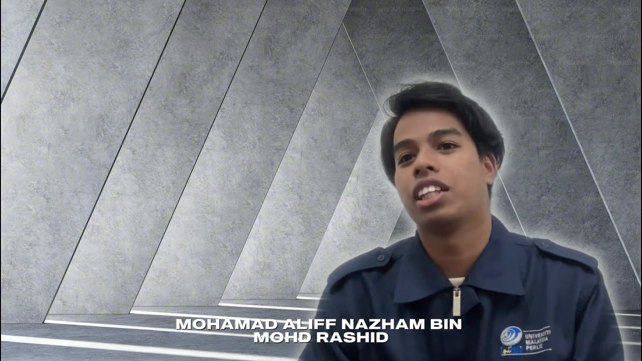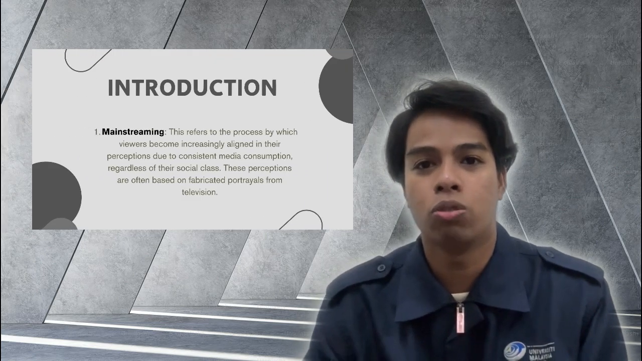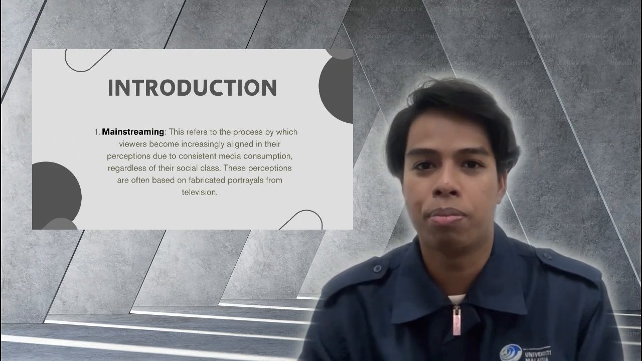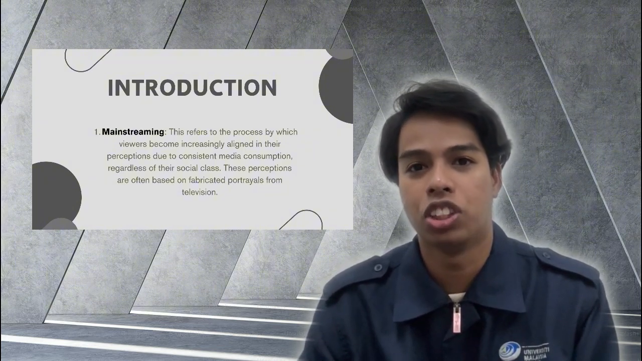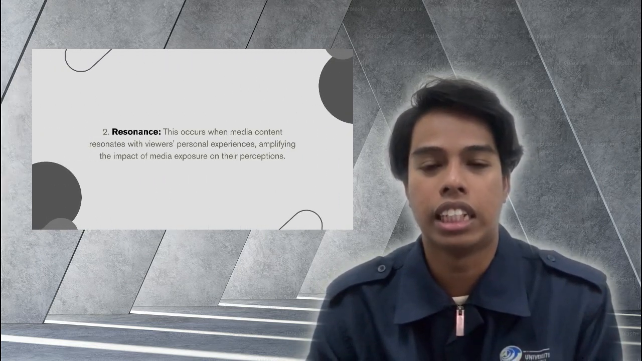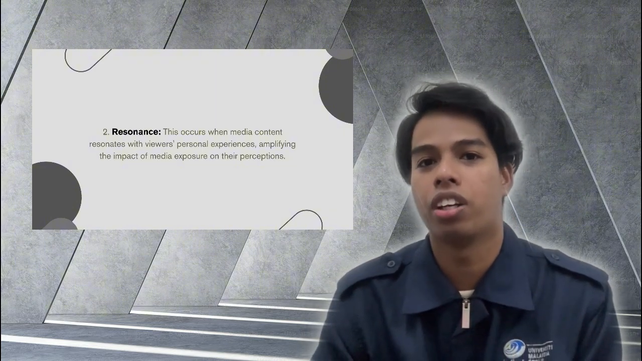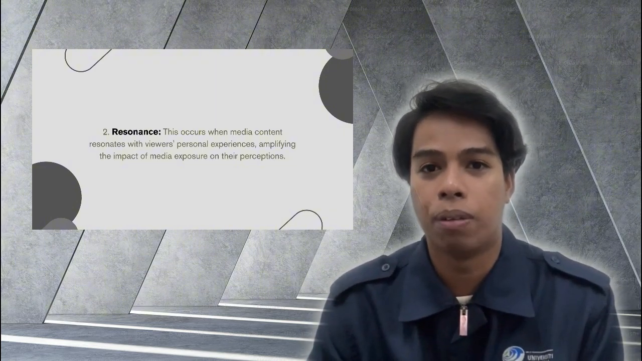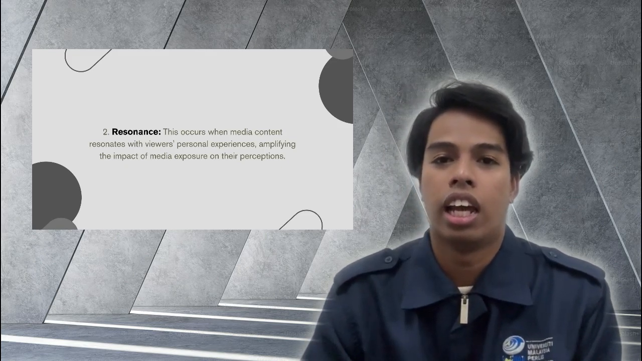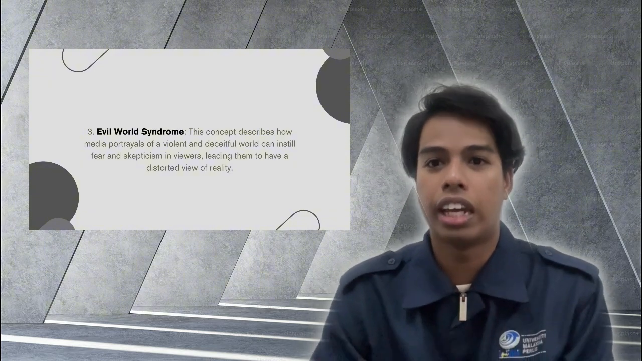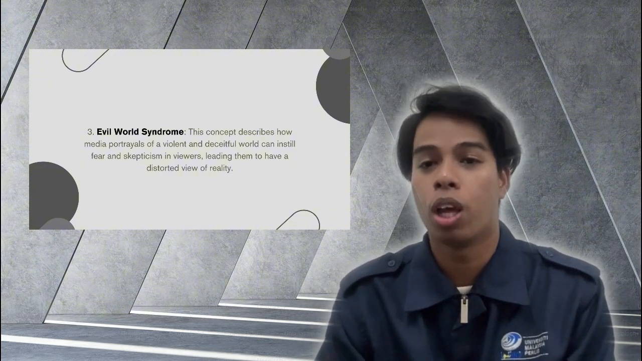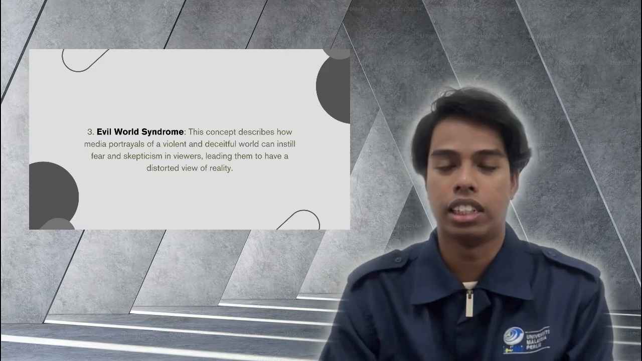The first concept in cultivation theory is mainstreaming, which refers to the process where viewers keep in line with certain perceptions by consuming media content. Perceptions are often based on fabricated portrayals from television. Secondly, resonance. It happens when something occurs that can be related to viewers' experience based on real-life events, amplifying the impact of exposure on their perception. And the last one is mean world syndrome, which refers to the way media portray violence to viewers and lead them to have a distorted view of reality.